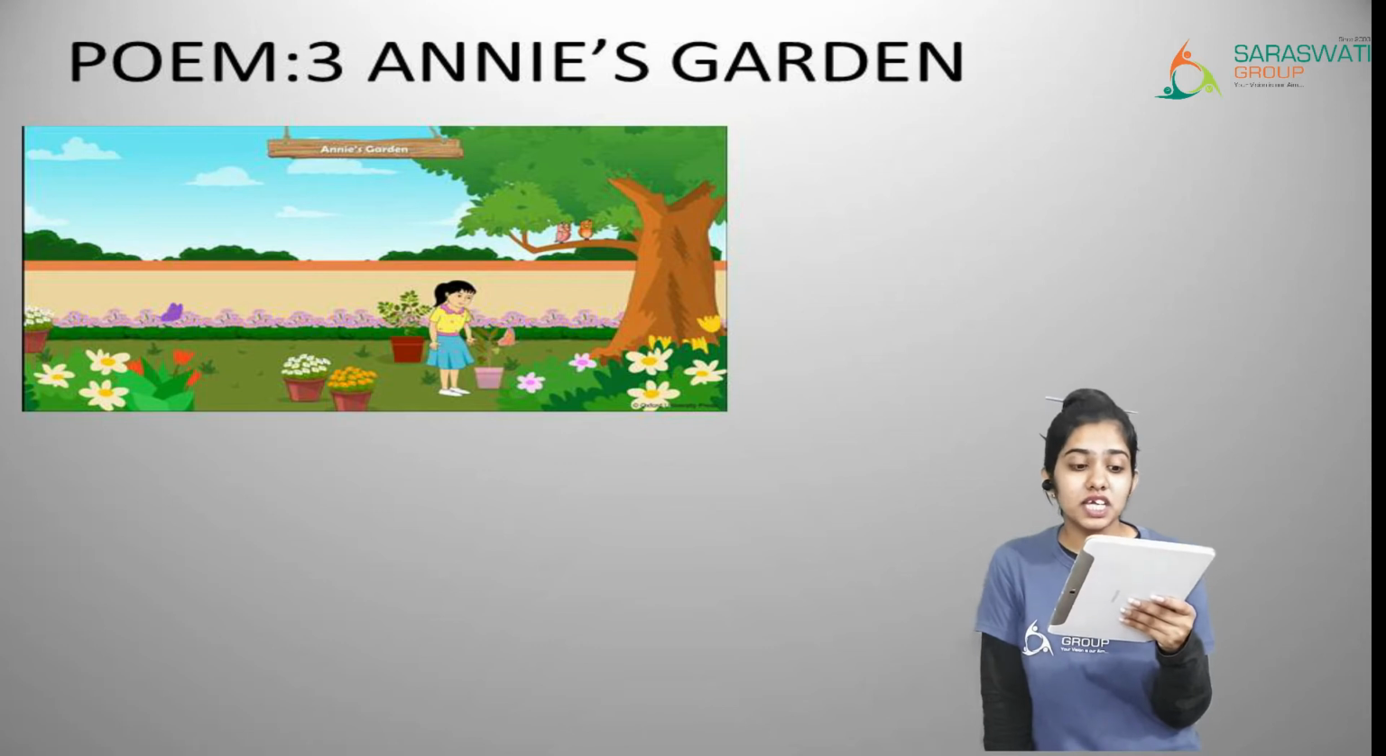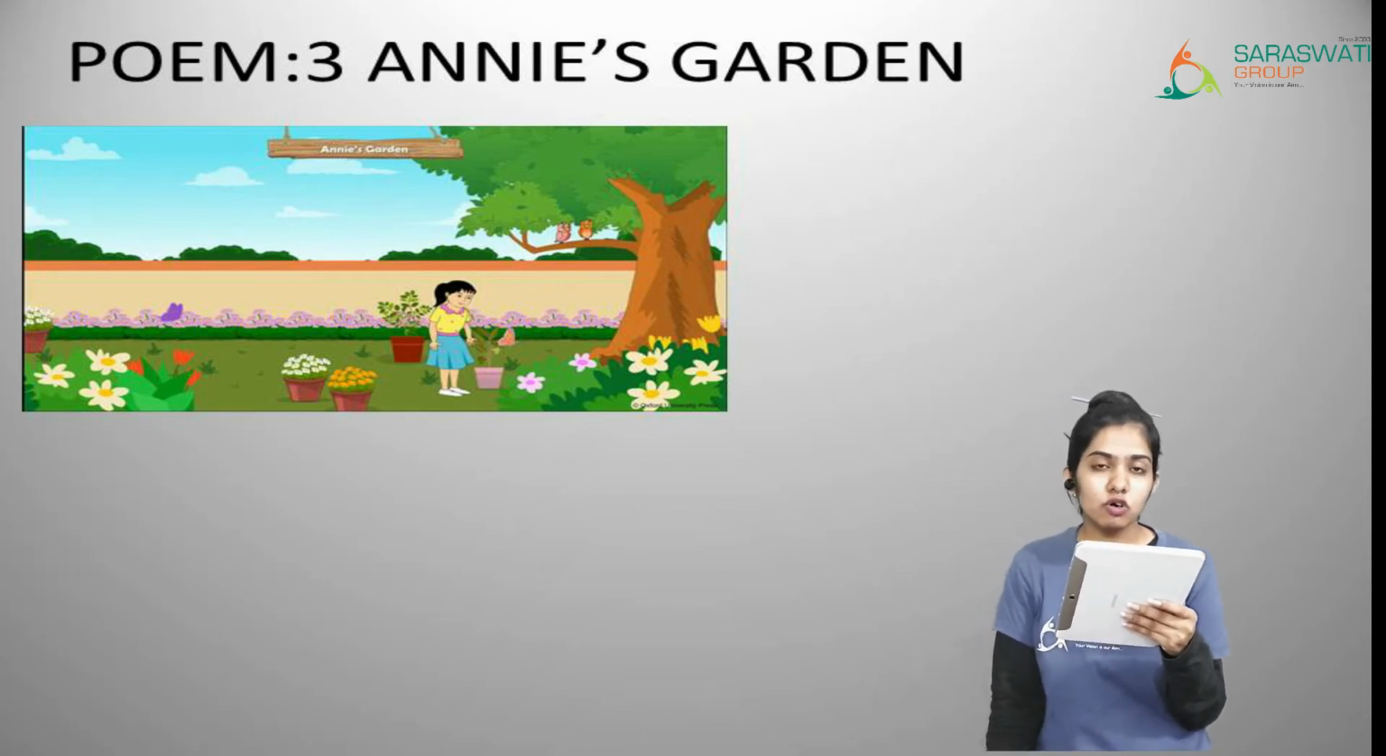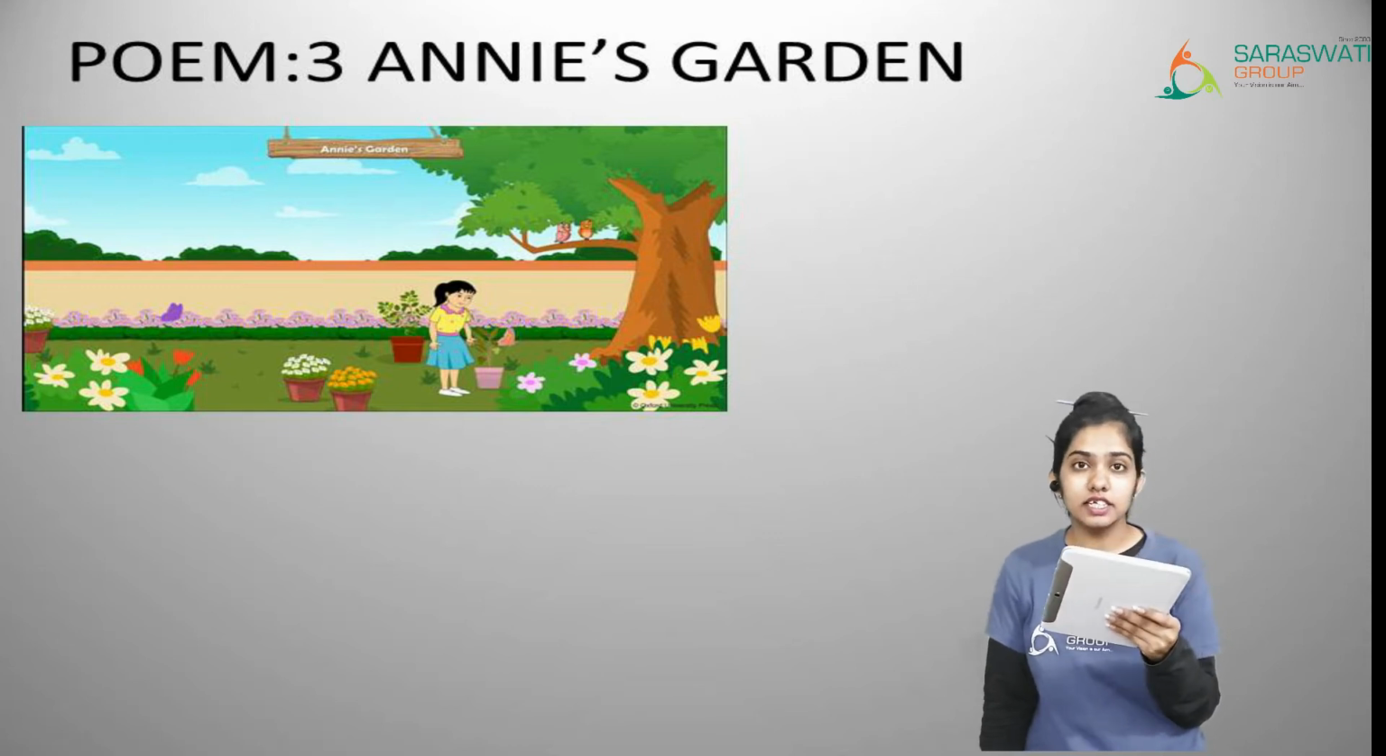The sweet peas and morning glories, a bed of violets blue, and marigolds and asters in Annie's garden grew.